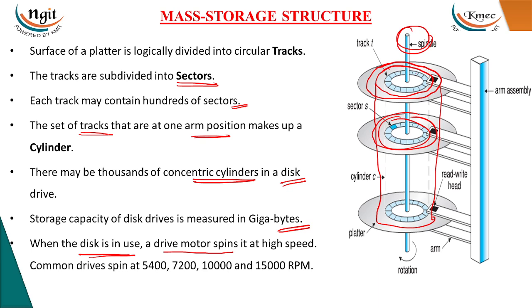Okay, the disk will be spinning at high speed, so it will be rotated very fast. How many times will it be rotated in 1 minute? The drive speed is either 5400, 7200, 10,000, or 15,000 rotations per minute. The faster the disk is rotated, the faster we can access the data.